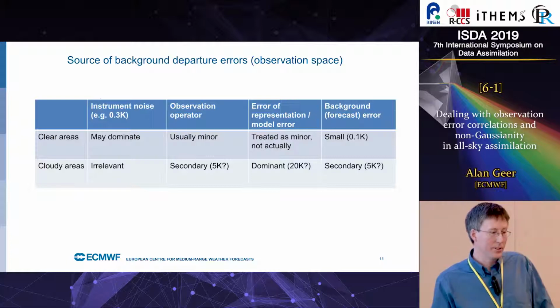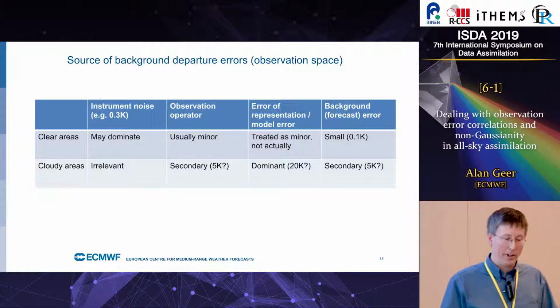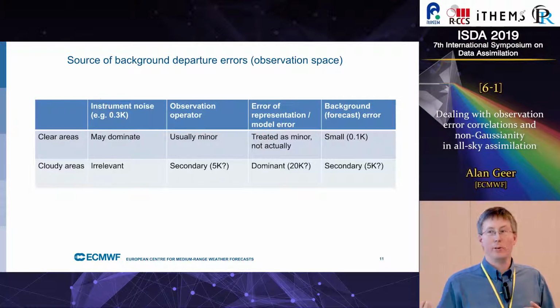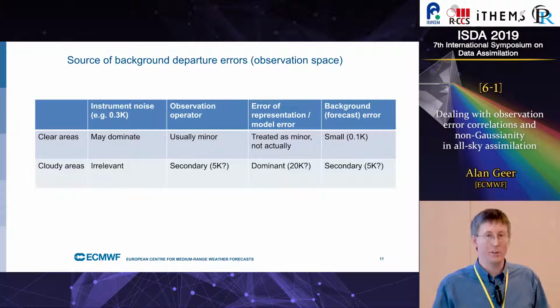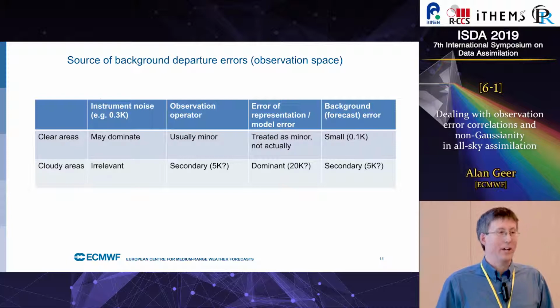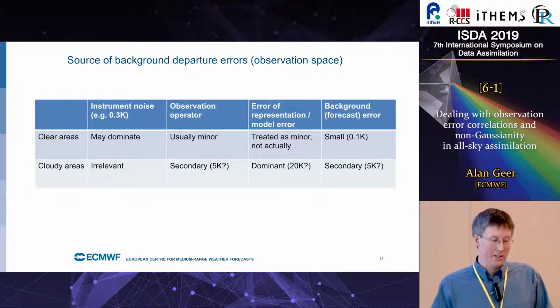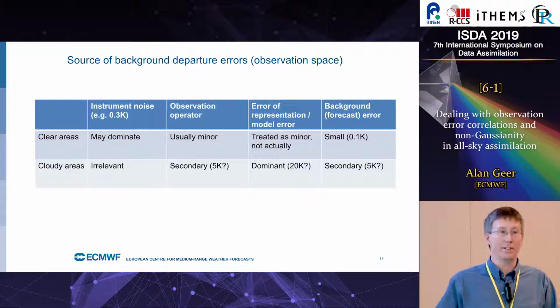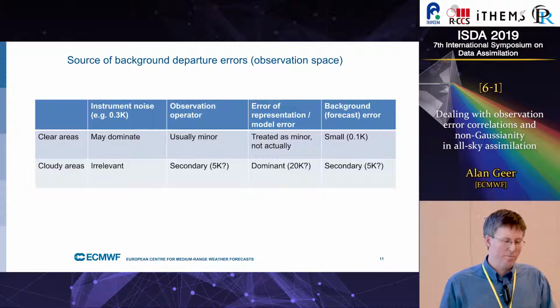Let's just think about the source of the errors in the background departures. Traditionally, in clear sky areas, the top line of this table, instrument noise, say AMSU-A instrument noise, is around 0.3 Kelvin, 0.2 Kelvin, something like that. That quite often dominates. And the other errors in the system, the observation operator is working pretty flawlessly. Any biases in it are corrected. Mainly the representation error is not big. Arguably, the background error is small.